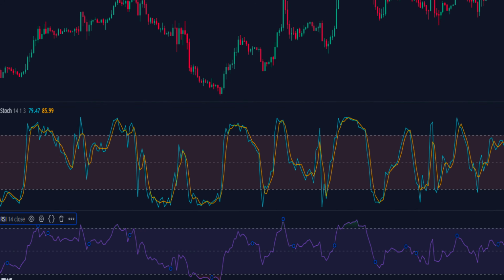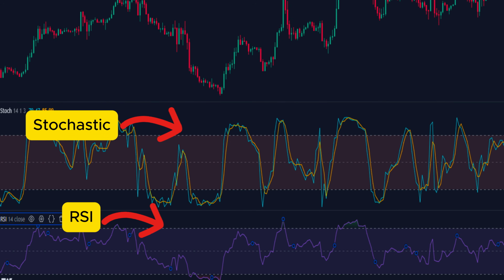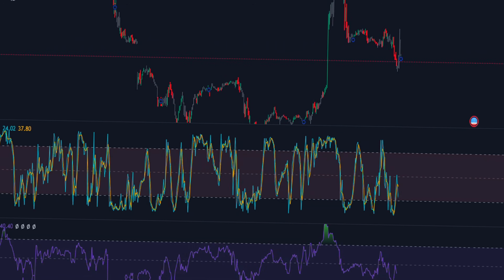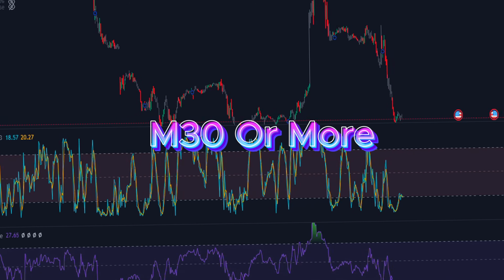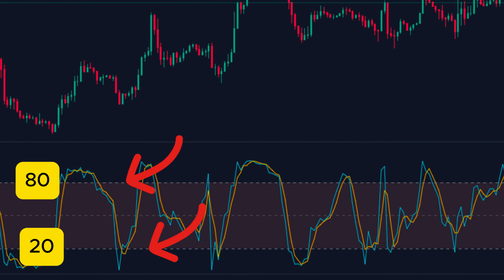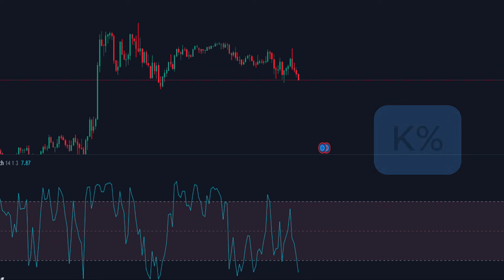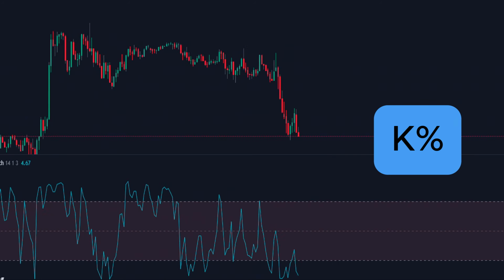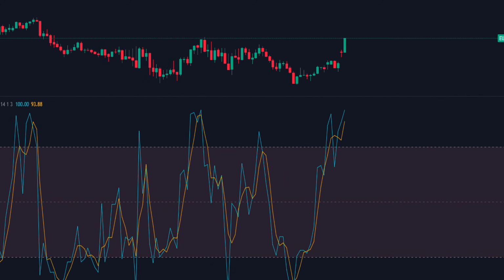As you know, the RSI indicator works similarly. Here you can see the RSI indicator, and here you see the stochastic indicator. The difference between these two indicators is that the stochastic gives you more signals, while the RSI gives fewer signals. This is why the stochastic is often used in lower time frames like 1 minute and 5 minutes for scalping. However, from my experience, I recommend using higher time frames like 30 minutes or more. The stochastic has two levels, the 80 line and the 20 line. The %K line and the %D line can give us additional signals.